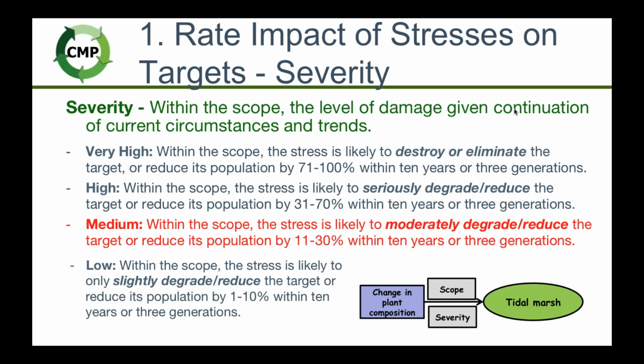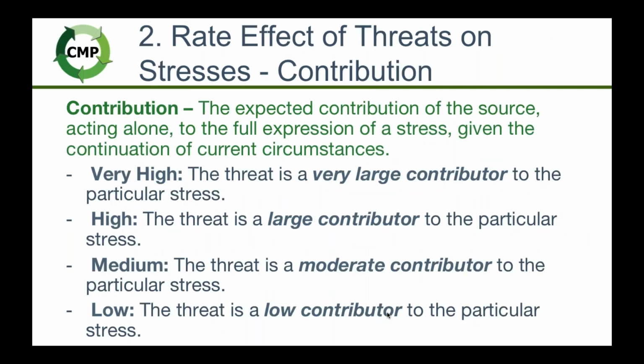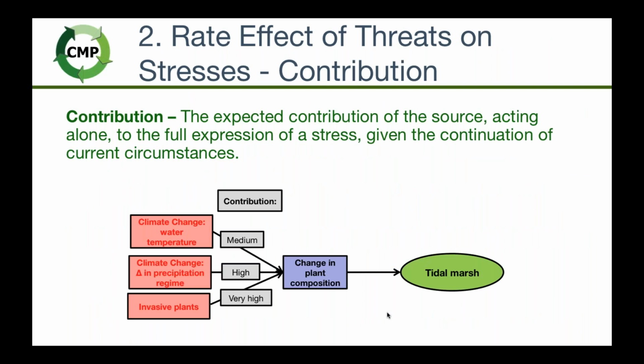So severity, again, is the same as always: the level of damage given continuation of current circumstances and trends. So within the scope, the stress is likely to moderately degrade or reduce the target. So again, rating the plant composition. And so then you rate the effect of the threats on the stresses.